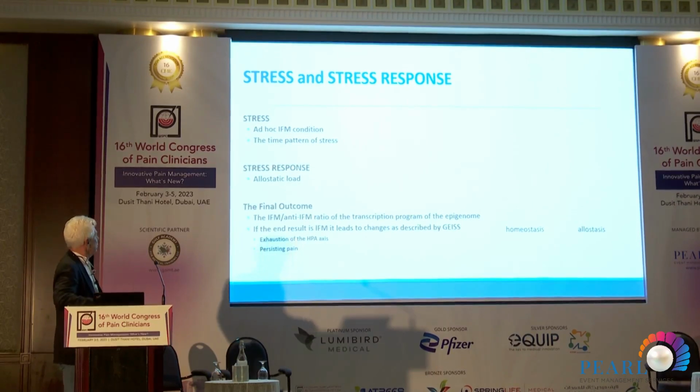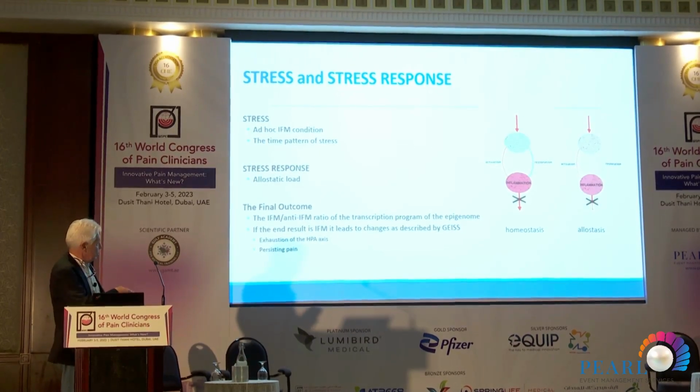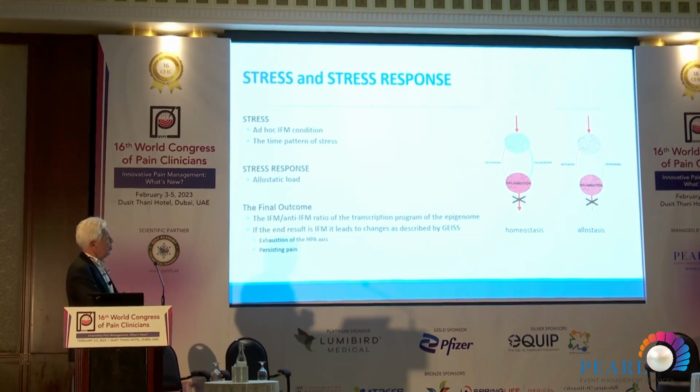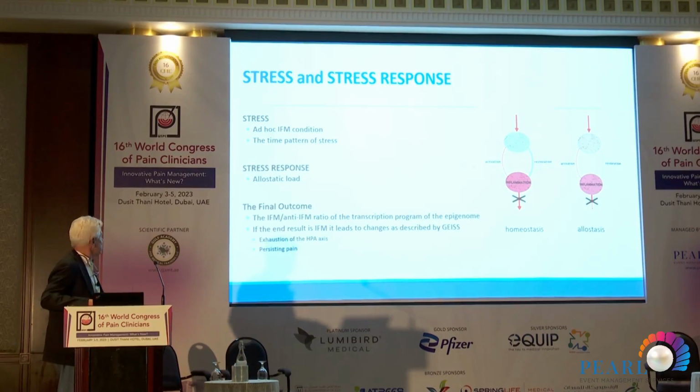What happens if people come into stress? You get immediately an inflammatory reaction, and if the immune system is capable of handling the situation, then you get homeostasis and the inflammation is gone. But if that's not the case, then we call it allostasis. And then you get an allostatic load. And the final outcome is the pro- to anti-inflammatory ratio of the transcription program of the epigenome.